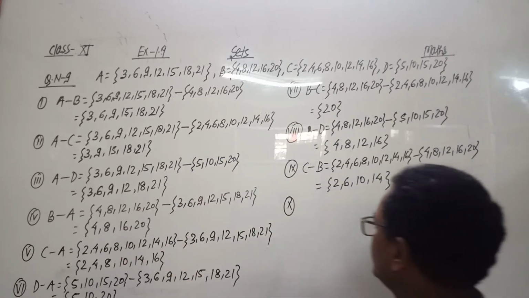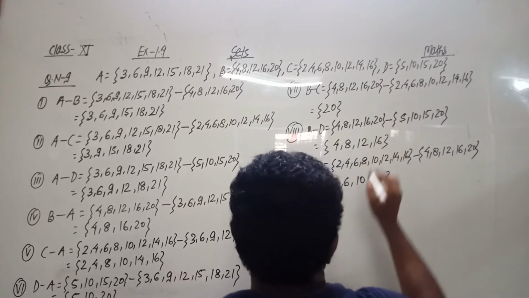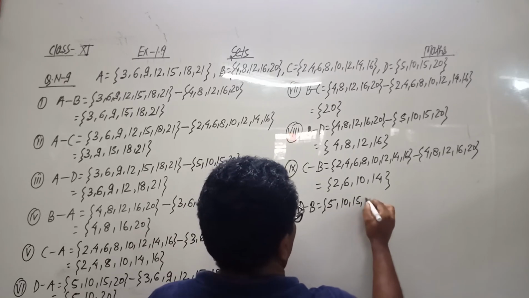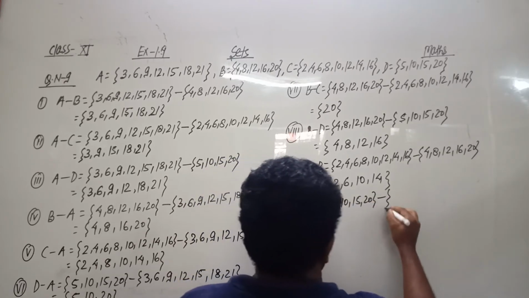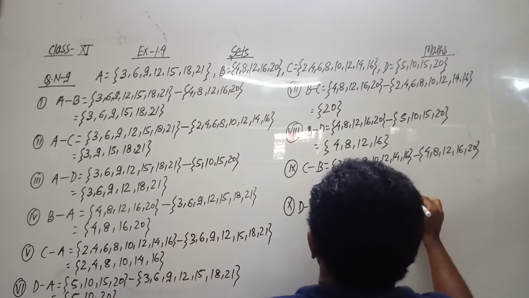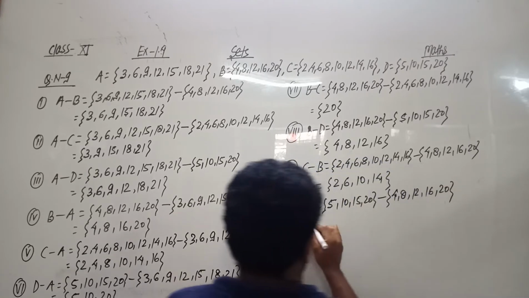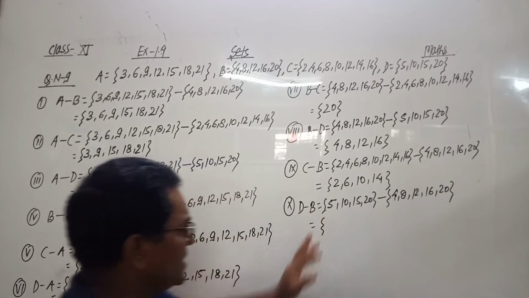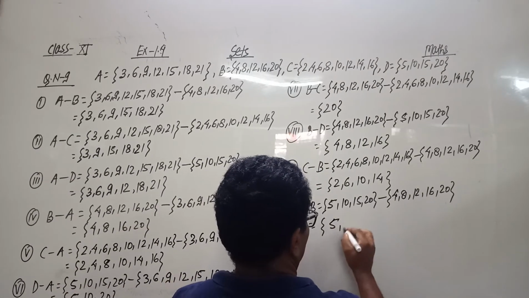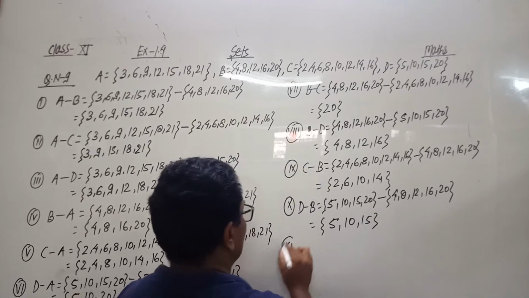Then part 10, D minus B. The elements of D: 5, 10, 15, 20, minus elements of B: 4, 8, 12, 16 and 20. So those elements of D which are not in B: it is 5, then 10, then 15. Then what do we have to find?